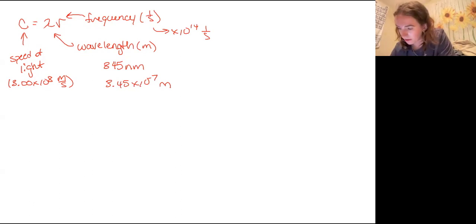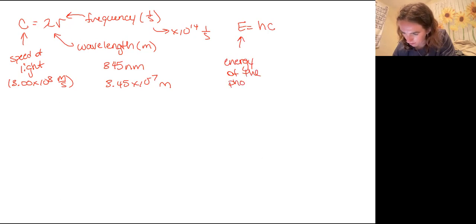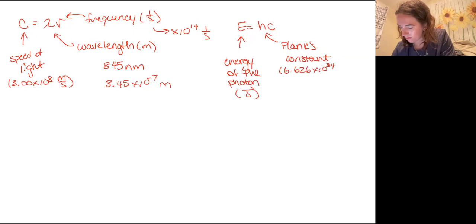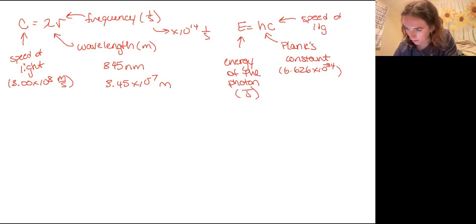Okay, and then the other one that we use is going to be your energy is equal to hv. Here, this is the energy in joules, and it's the energy of the photon. Your h is Planck's constant. Does anyone remember what Planck's constant is? It's also... 10 to the negative 34. And then c is going to be the speed of light again. For Planck's constant, that will be a constant she gives you on your formula sheet. So if I'm telling you the wrong thing, I apologize, but I believe that is correct.